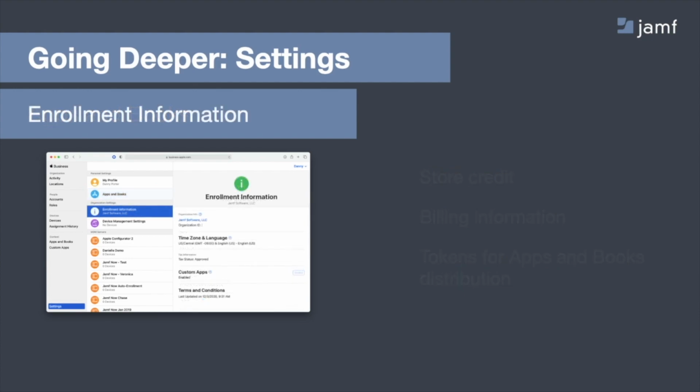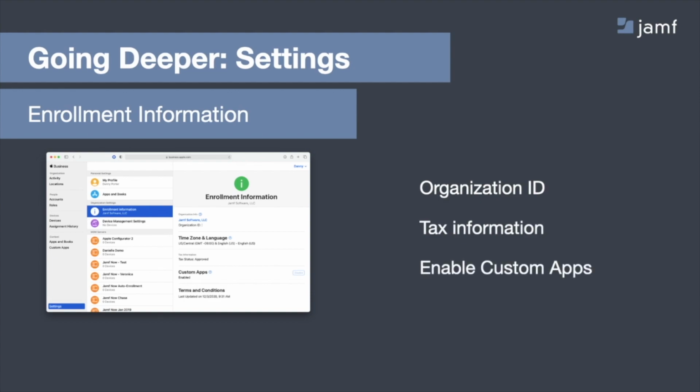When we get into the enrollment information, you can see organization ID, which is critical when you're working with your reseller, as well as if you're working with a developer and they have developed an in-house app for you. You can utilize Apple Business Manager to deploy your custom apps throughout your organization. You can also see your tax information here in order to help you with that process.